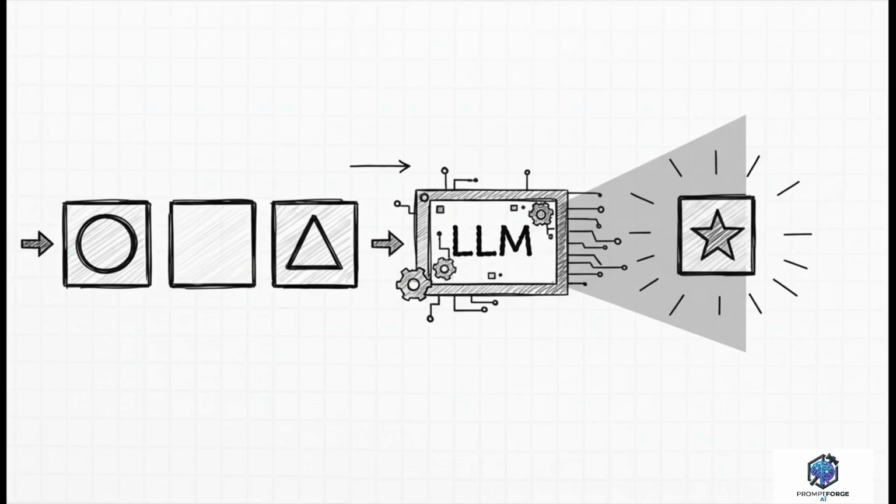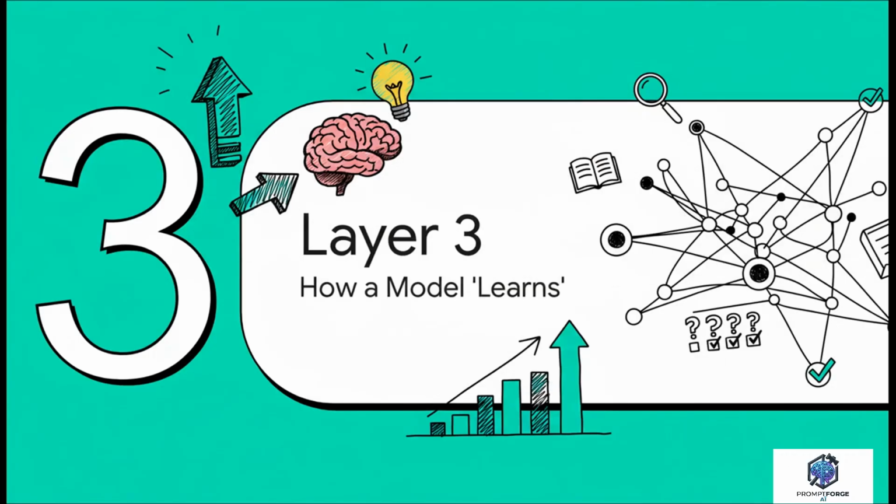That's the game. All that fancy neural network architecture is just there to get really, really good at predicting the next number in the sequence. Right, so it's a number prediction machine. But how does it get so good at it? How does it learn to make the right predictions? That takes us to layer three.